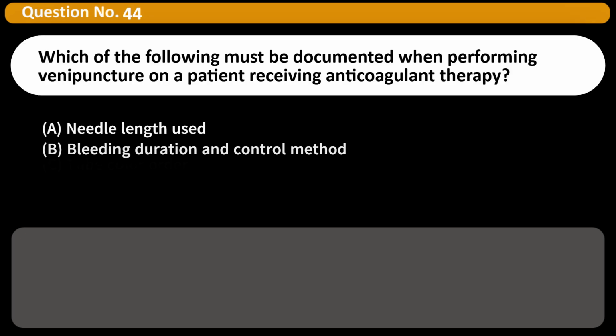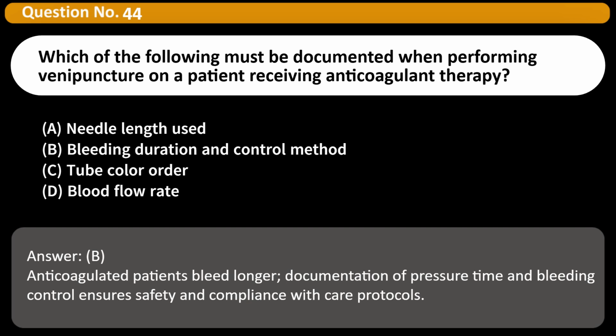Which of the following must be documented when performing venipuncture on a patient receiving anticoagulant therapy? A. Needle length used. B. Bleeding duration and control method. C. Tube color order. D. Blood flow rate. Answer B. Anticoagulated patients bleed longer. Documentation of pressure time and bleeding control ensures safety and compliance with care protocols.